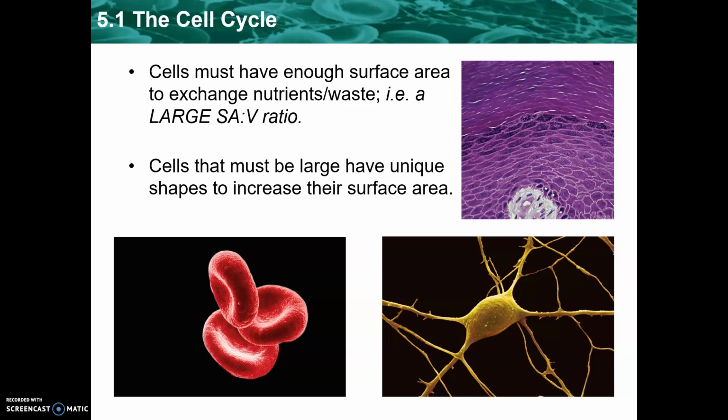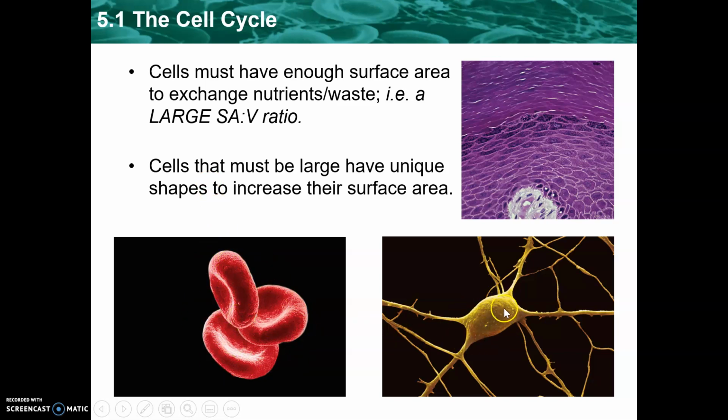and that's why we tend to see cells that are very small. Now, sometimes a cell has to be large in order to do its job, but it still needs to be able to have a large surface area to volume ratio. So there's a few ways that that can happen. Changing the shape of the cell, flattening it out, like these blood cells here are very flat and disc-shaped.